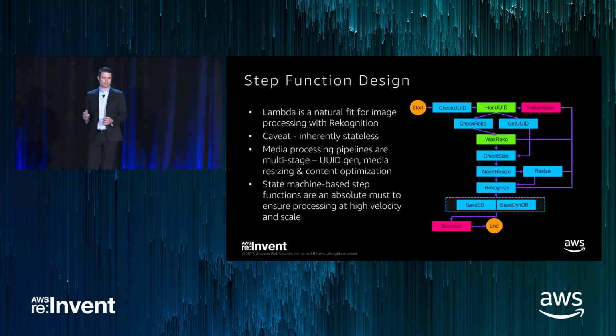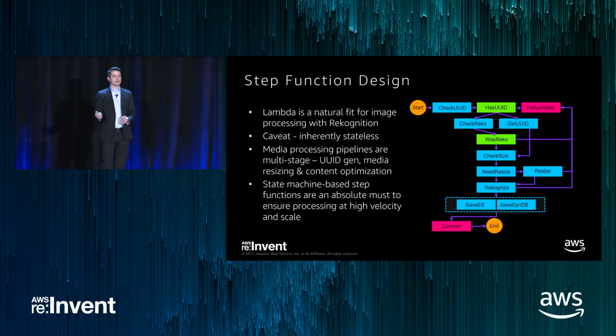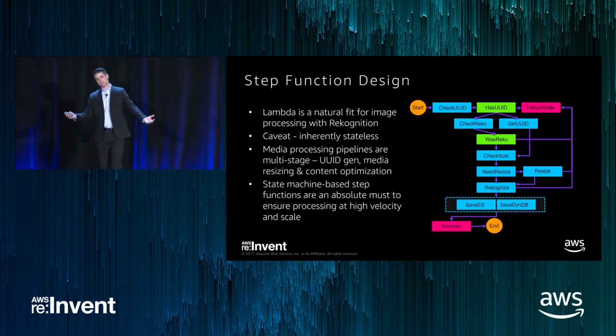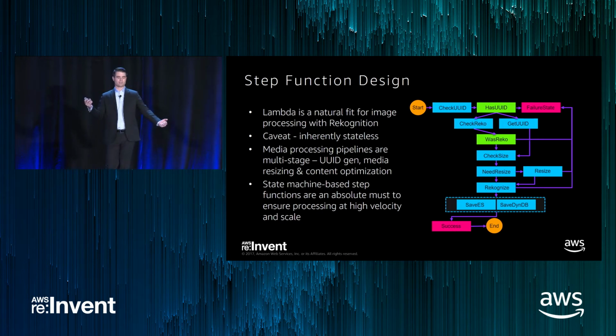If an image has not been recognized or there is no UID, we then skip down to the check size function, because we can be pretty sure if it's never had a UID, it's never been recognized because it hasn't been registered into the system yet. We skip straight down into check size. Again, recognition having a size limitation. If it needs resizing, we'll resize that image with Lambda.